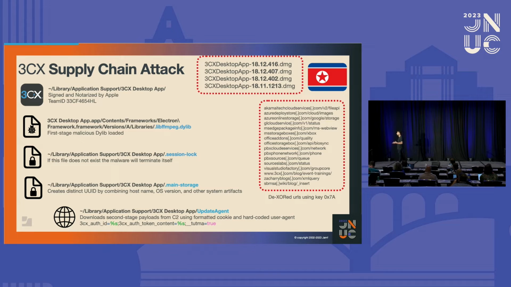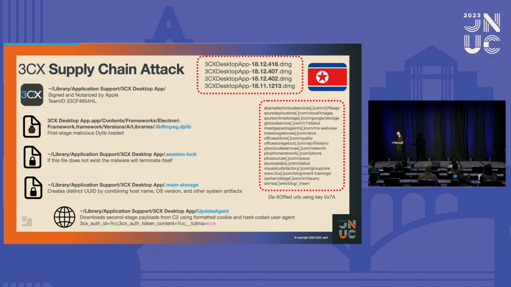So how exactly did that happen? Well, there was the first stage component. It was a malicious dylib called libffmpeg.dylib that was the initial infection vector. A dylib is essentially code that's dynamically loaded at runtime, so when you launch the application. In this case, this dylib would check to see if a sessions log file exists. If not, it would terminate itself.